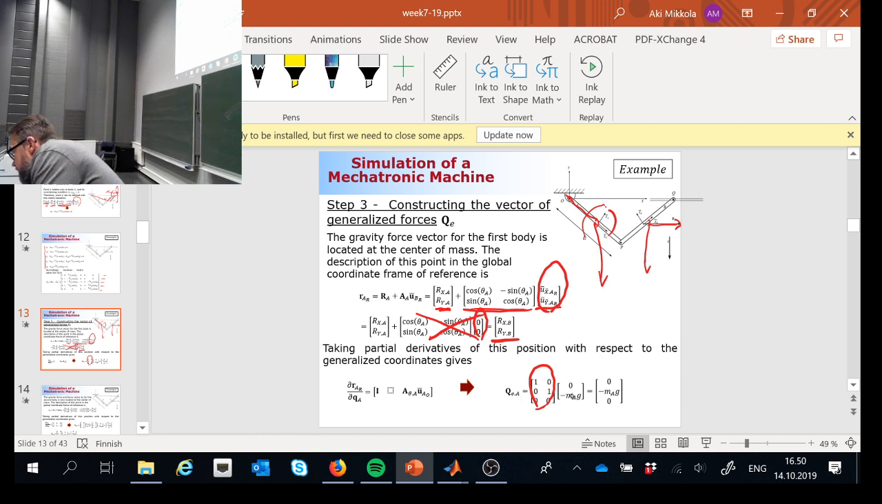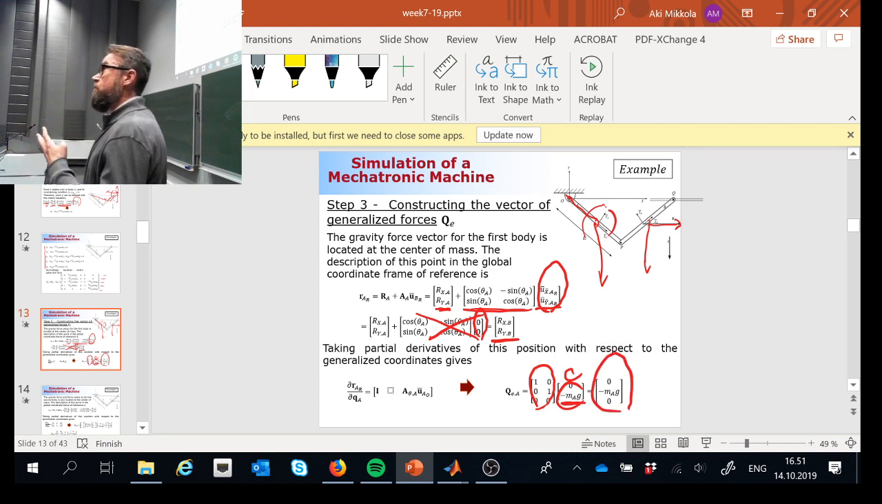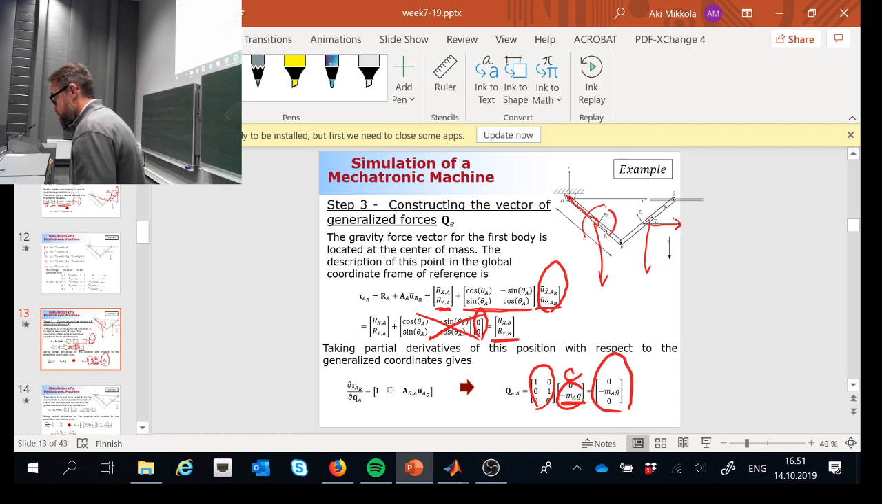Then I take my force vector, which is now applying in the global coordinate system, so it consists of 2 components. The components are 0 and mass multiplied by the gravity constant in the minus direction. Clear? It gives me a vector of 3 components because of the 3 generalized coordinates.